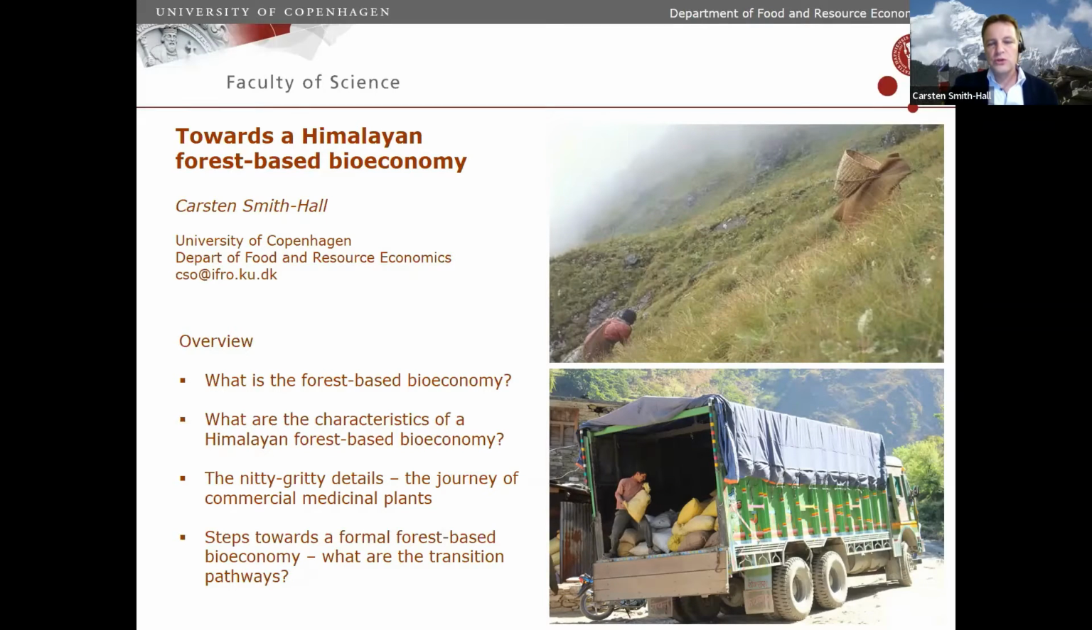So, but I'm going to use that example to illustrate the various aspects of the bioeconomy, and then I'll end by talking about what steps we can take towards a formal forest-based bioeconomy. What are these transition pathways? Because transition pathways are not something vague and mysterious. These are very concrete actions and activities, and we can identify them.